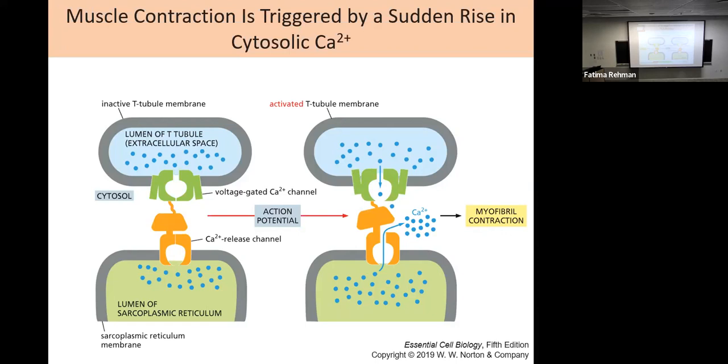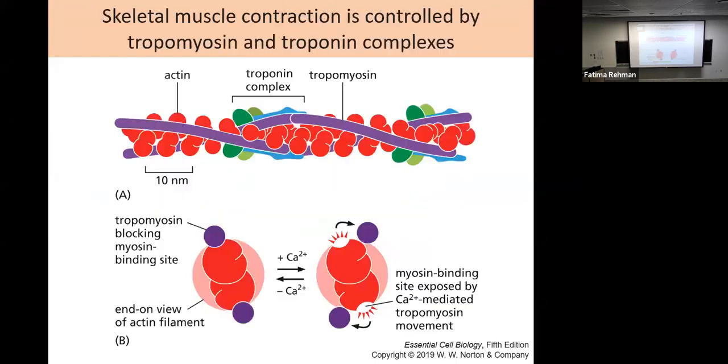And then obviously it will need to come back to a resting state, which is done through this activated T tubule releasing its calcium and then bringing it back to a homeostatic state or resting state.